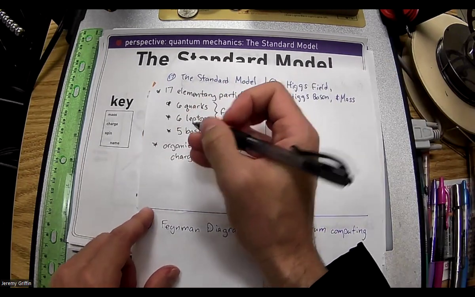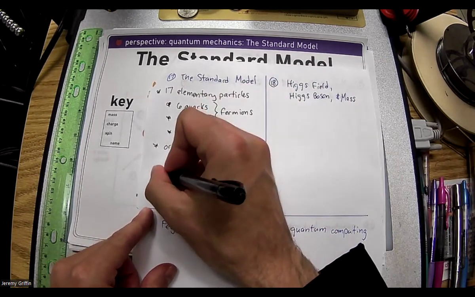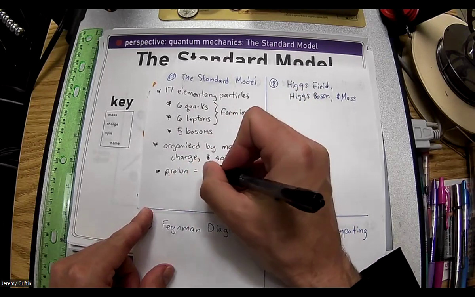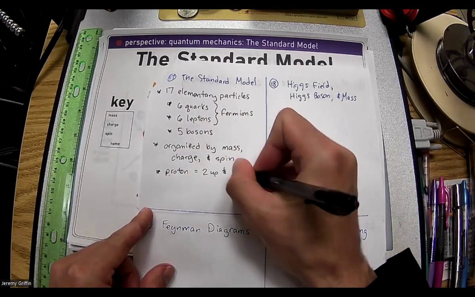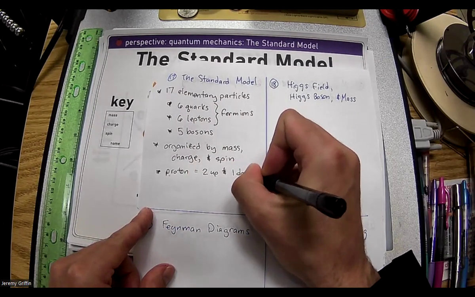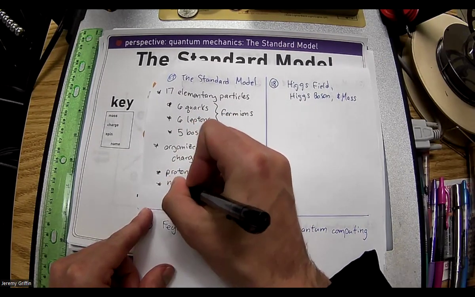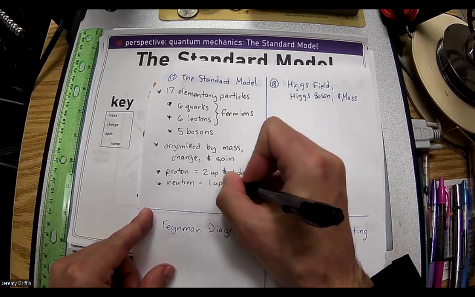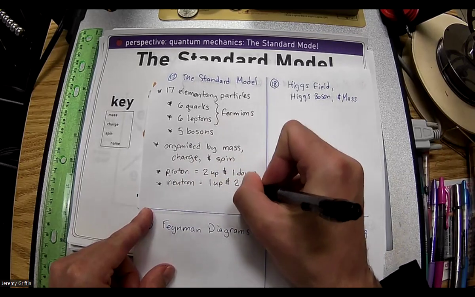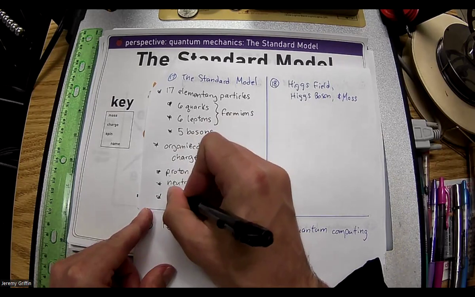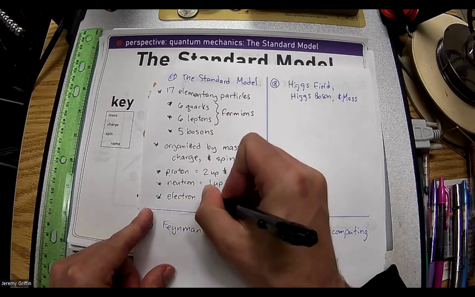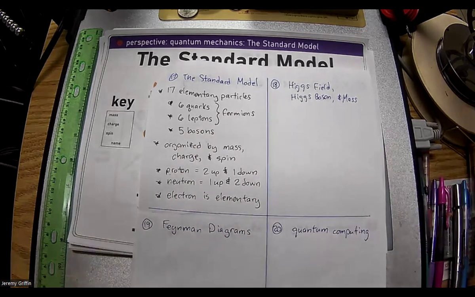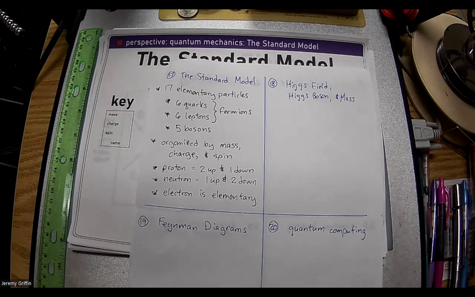A couple other details put on here is what makes up protons and neutrons. A proton is actually a combination of 2 up quarks and a down quark. A neutron has 1 up and 2 down quarks. The electron is elementary. So that actually is truly a fundamental particle, an elementary particle.